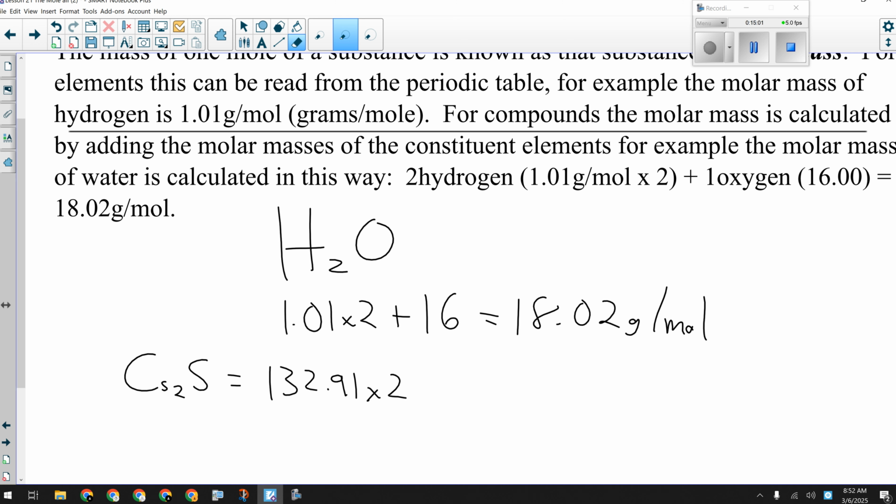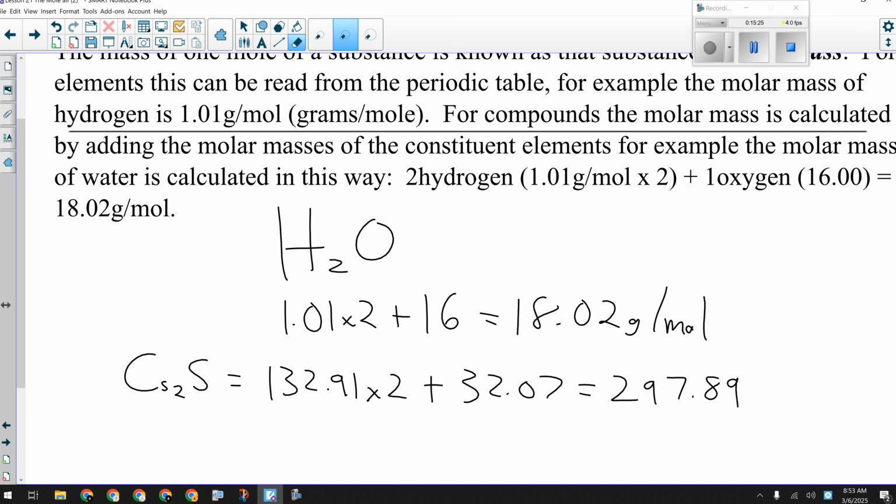Then I have to add on to that the sulfur. I'll go over to my periodic table, and I see that sulfur is 32.07. How many sulfurs do I have? Just one, so 32.07, and I put those two together. I should have started my calculator. What does that come out to, you guys? 297.89.